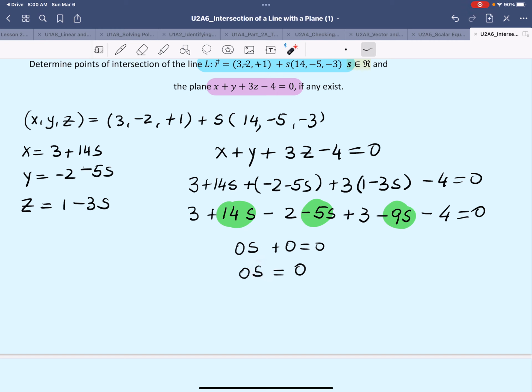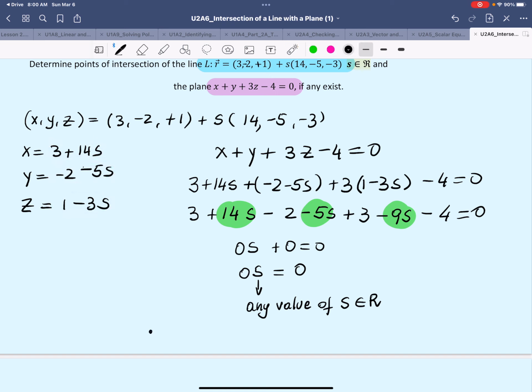So if s equals 1, 0 times 1 is 0. If s equals negative 1 million, 0 times negative a million is 0. So we're going to say that this equation is true for any value of s, which means that there will be an infinite possible values of s that can help us find the coordinates x, y, and z for the intersection point.